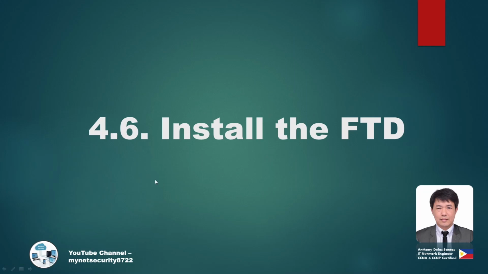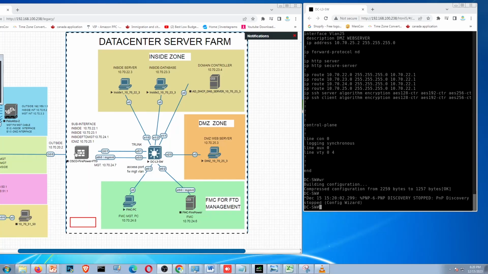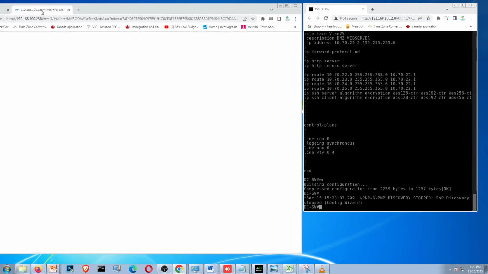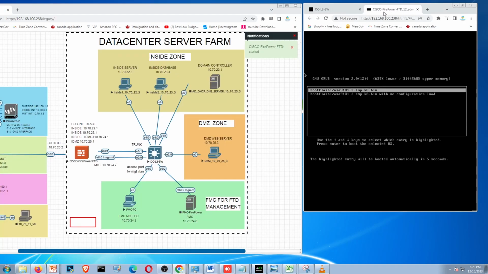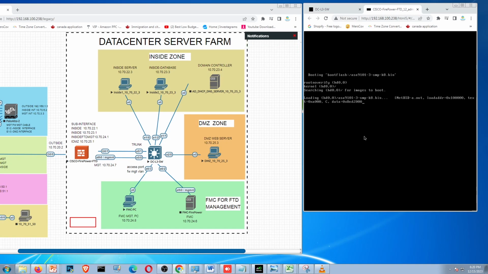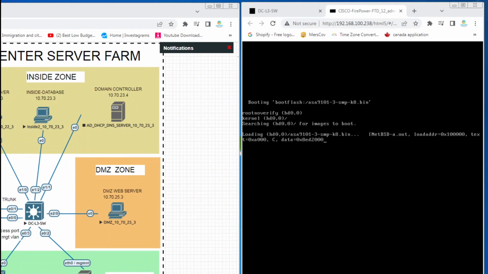Okay, now we will install the FTD. So we'll go to the FTD. I will show you. So this is the FTD. Okay. So what we will do is right click and then start, and then double click, and then we will drag this cell so that we can see what's happening. We will wait until the FTD is fully started.